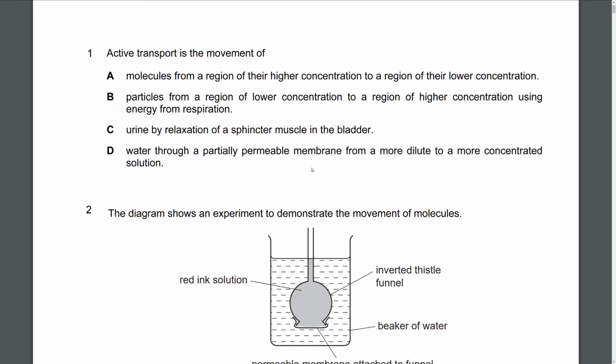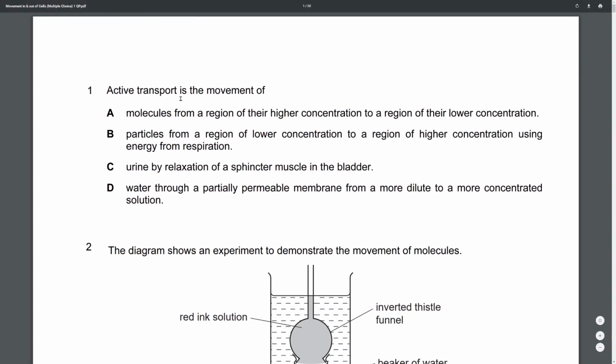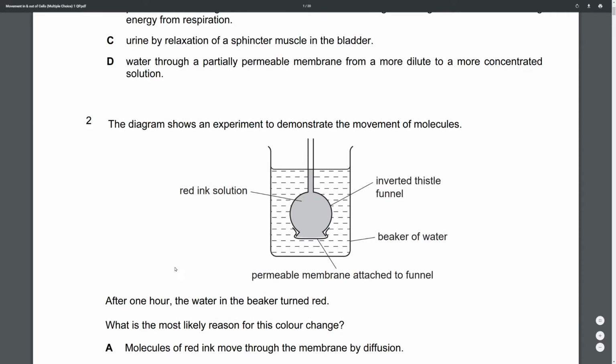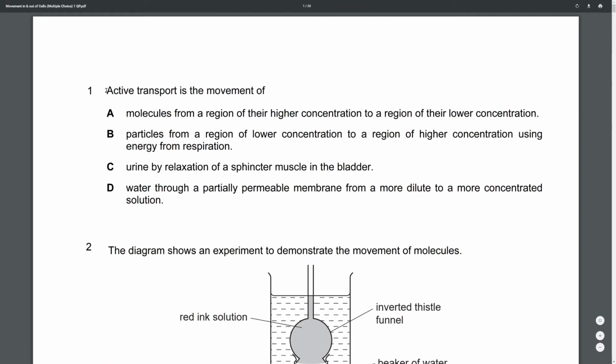Alright, so here we have an active transport past paper. We'll just get right into it. So we have the first question: active transport is the movement of molecules from a region of high concentration to a region of low concentration. Nope, that is diffusion. Particles from a region of lower concentration to a region of high concentration using energy from respiration. This is the perfect answer.